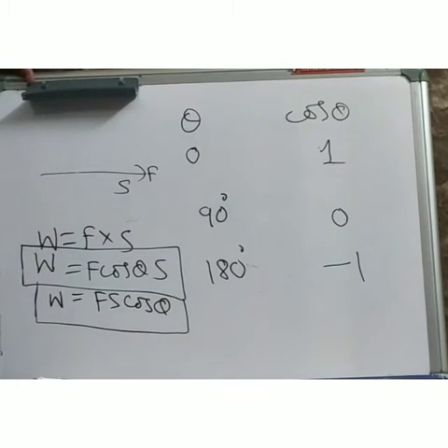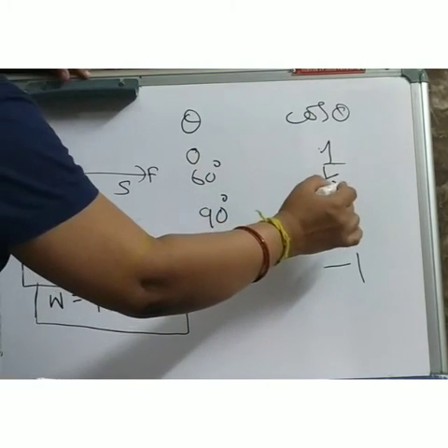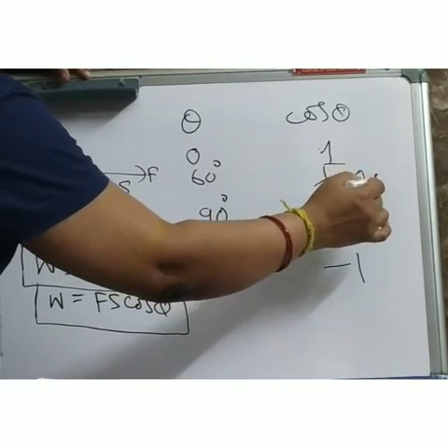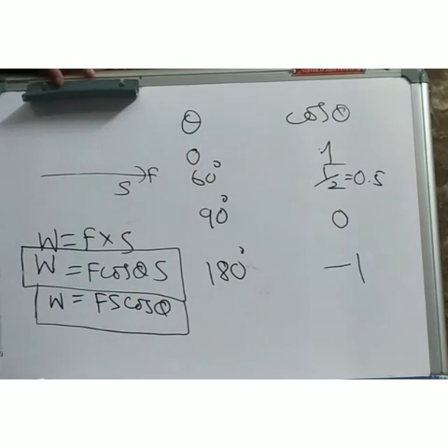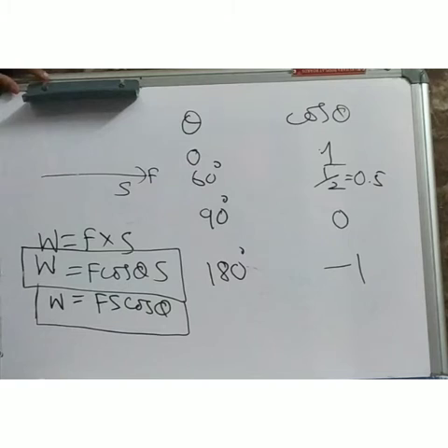Even in some reference books there are problems where a 60 degree angle is given. So for 60 degrees the value will be half, or you can say 0.5. Cos 60 is half. In some of the numericals I have seen a 60 degree angle also given in the question.